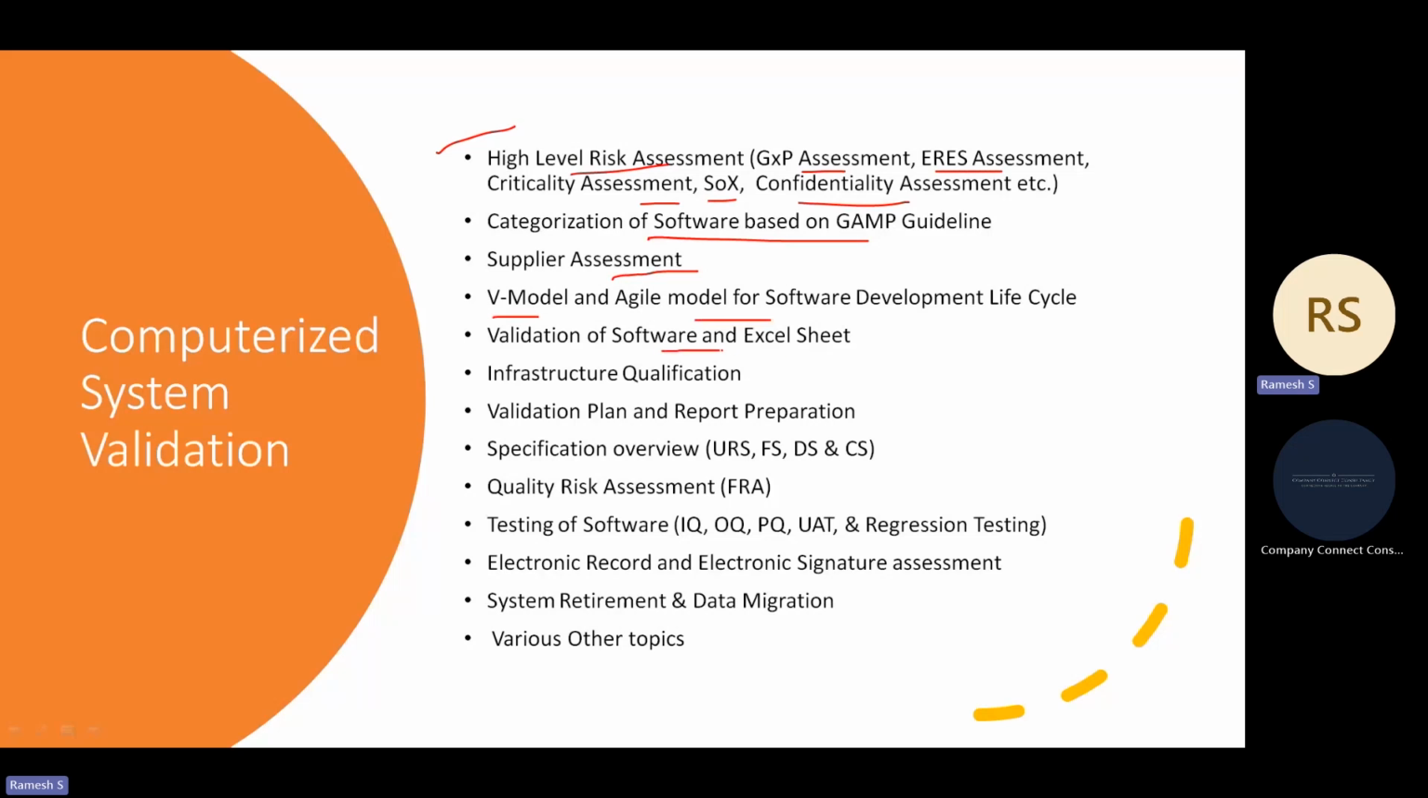Then we will learn about validation of Excel sheets, infrastructure qualification, and how to draft a validation plan and validation report. What are the contents of validation plan and reports? Then an overview of various specifications like URS, functional specification, design specification, and configuration specification. Then we will learn about quality risk assessment and how to perform a functional risk assessment.